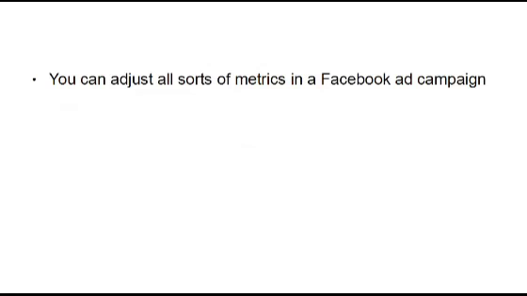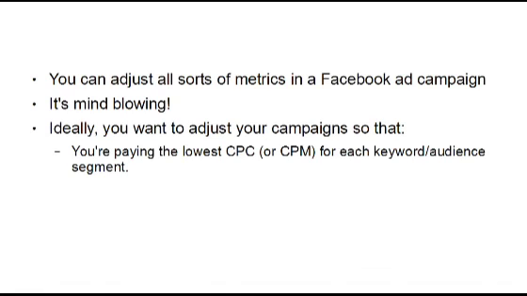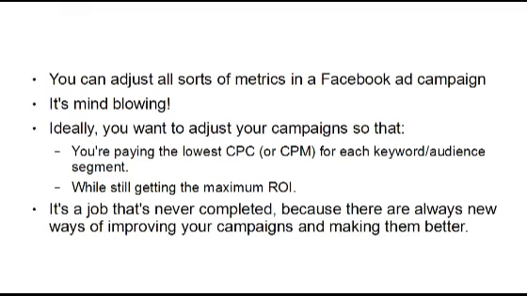You can adjust all sorts of metrics in a Facebook ad campaign. Quite frankly, it's mind-blowing. So ideally, you want to adjust your campaigns so that, first of all, you're paying the lowest CPC or CPM for each keyword or audience segment, while still getting the maximum ROI. And it's a job that's never completed because there are always new ways of improving your campaigns and making them better.